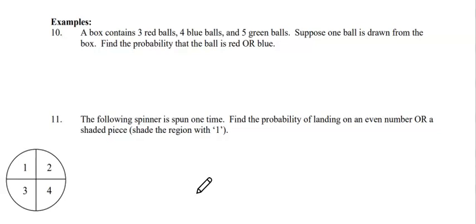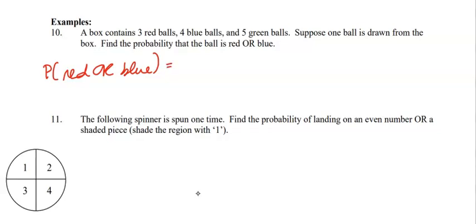So a box contains 3 red balls, 4 blue balls, and 5 green balls. Suppose one ball is drawn from the box. Find the probability that the ball is red or blue. So we're going to keep in mind that the word is or. So I want the probability that we get a red or a blue.